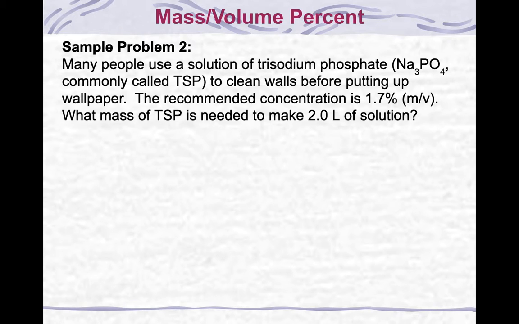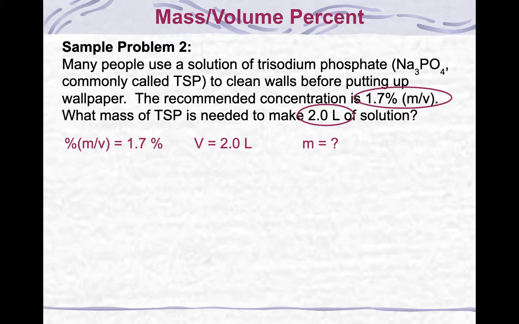So let's find the numbers in the question. So we've got the concentration, and then we have a volume. So the percent mass volume is 1.7%. The volume is 2.0 liters, and we're asked to find the mass.